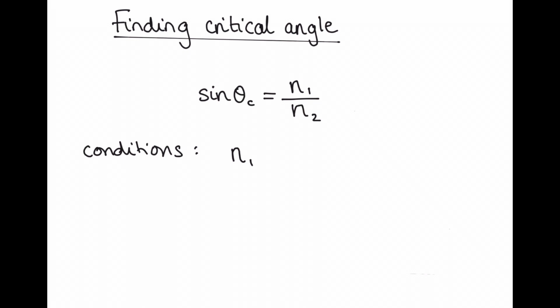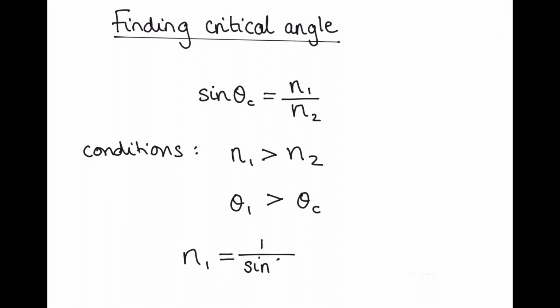But we can also use this equation. Sine of the critical angle equals N1 over N2. The conditions for this are that N1, the refractive index of material 1, must be bigger than the refractive index of material 2. So for example, it will work if we're going from glass into air. A relationship we can use is the refractive index in material 1 is equal to 1 over sine theta c, and that can be derived by the above equation.